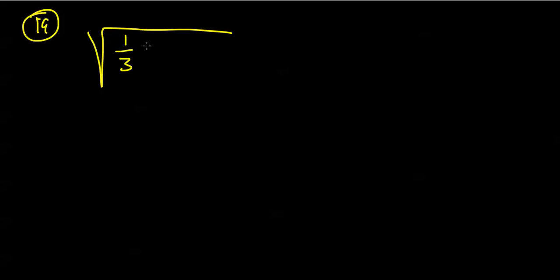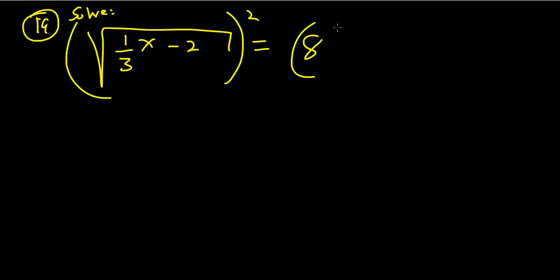Alright, things get nastier. Let's take a look at what I'm talking about. I believe this one's out of your homework list, number 19. The square root of 1/3 x minus 2 equals 8. I want to solve for x. I'm going to square both sides here. Yes, it does involve fractional arithmetic, but don't panic. If I square both sides, I can essentially get rid of that root sign on the left. And of course, 8 squared is 64 on the right.